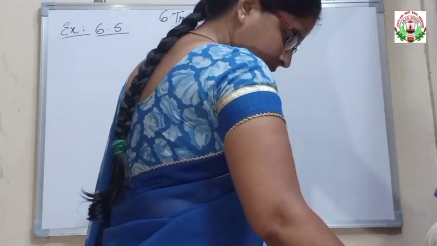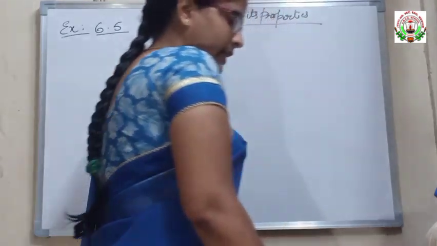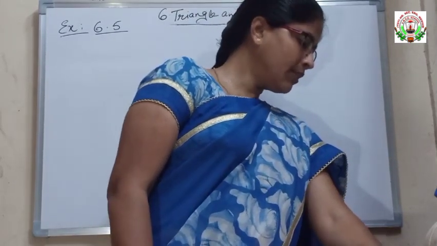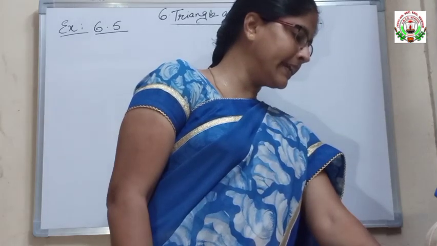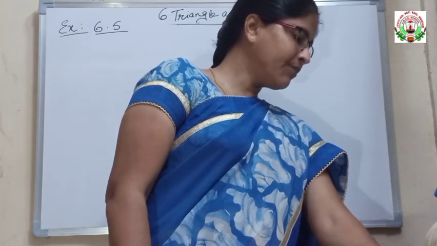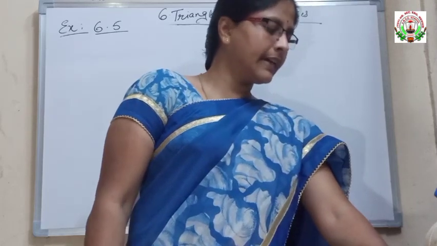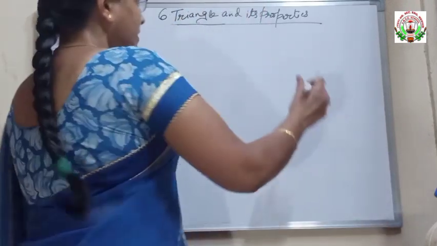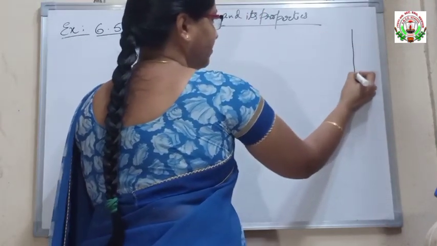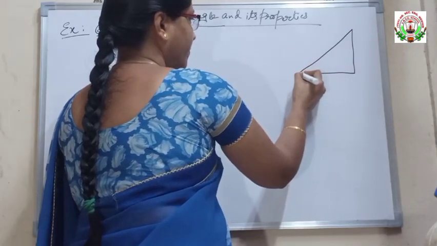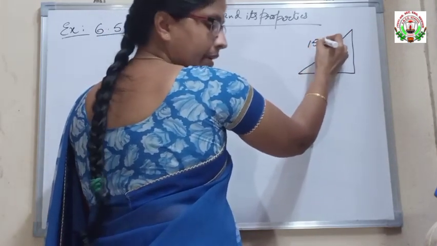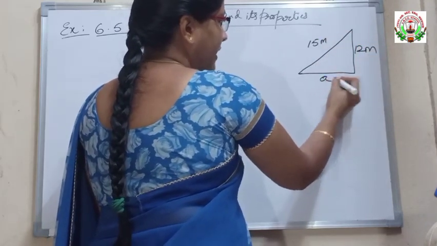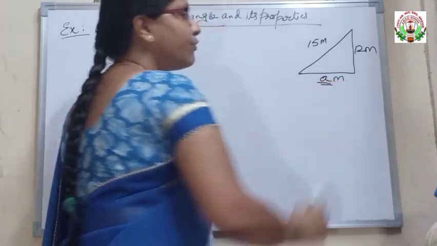Third one here. See, a 15 meter long ladder reached a window 12 meters high from the ground, and the figure is also given. On placing it against a wall at a distance A, find the distance of the foot of the ladder. Means here hypotenuse is given, perpendicular distance is given, and you have to find the base. Hypotenuse is given as 15 meters, perpendicular is 12 meters, and base is A meters. We have to find this base.